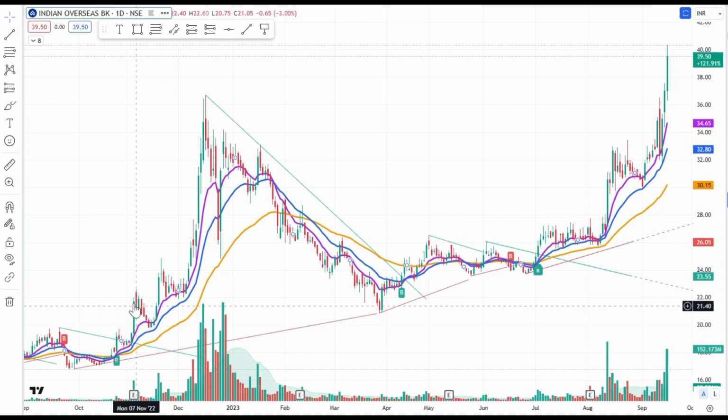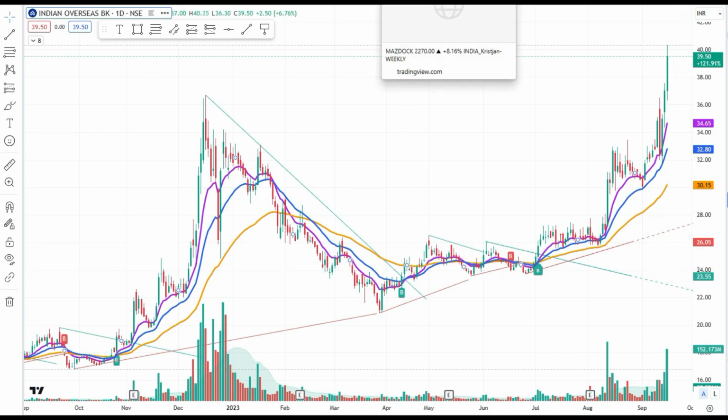You can place that entry when there is a pullback. You don't want to enter a stock just when the breakout happens. You want to wait and then enter when it touches the 20-day moving average or the 10-day moving average, which is strong, especially when the base is very long. See that? This is where you have to pick up those stocks. So in this case, the base is long.